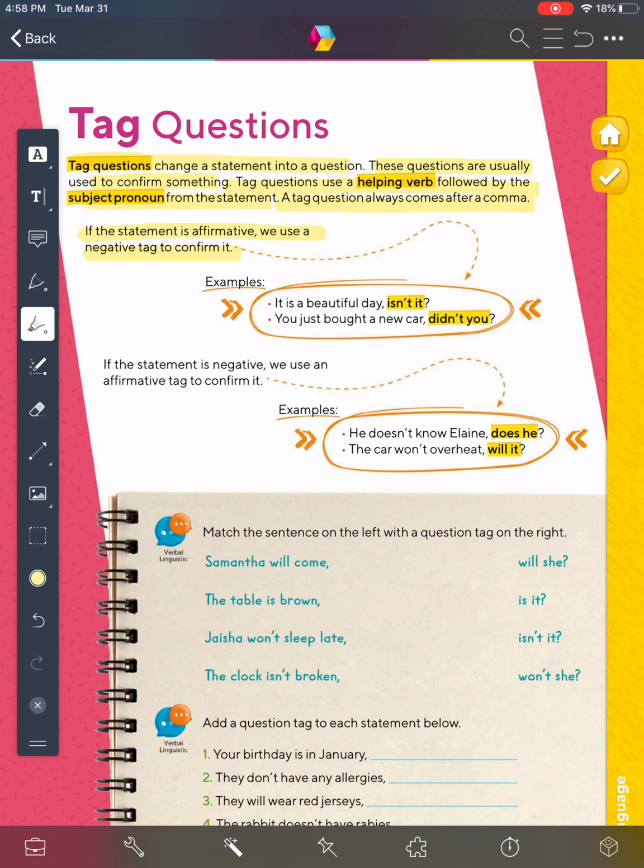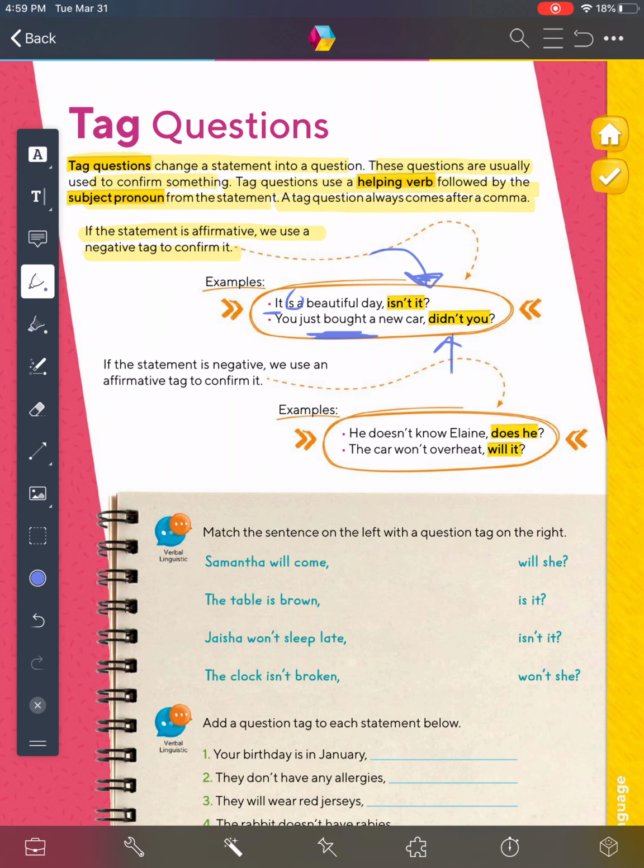If you notice, in the example we have the subject pronoun it, and we have the helping verb, well, in this case the main verb is. So what we do is pass exactly the same verb but in the negative form as a question. Isn't it? And on the next one, didn't you? Because it is a verb in the past, that's why we use did.